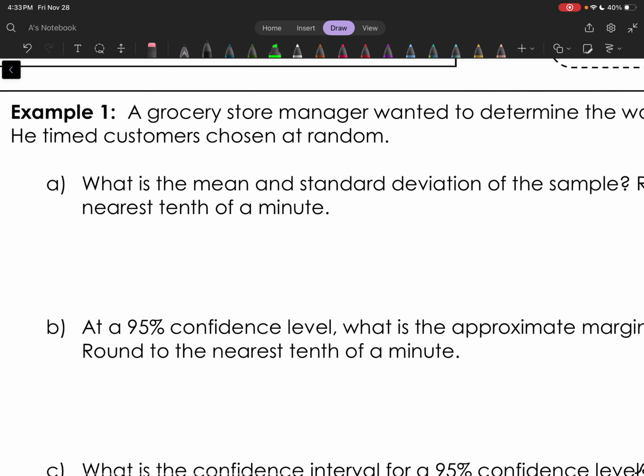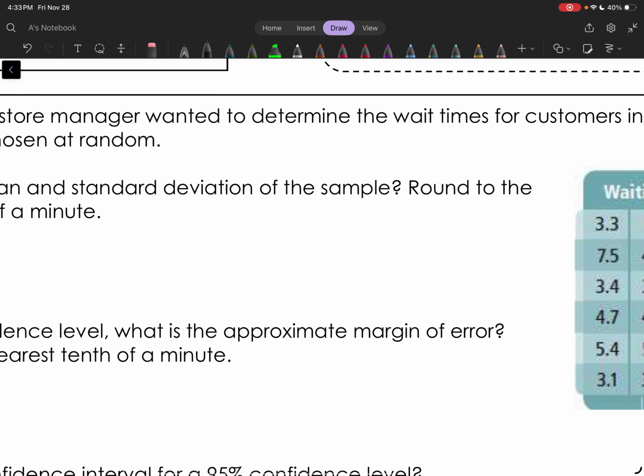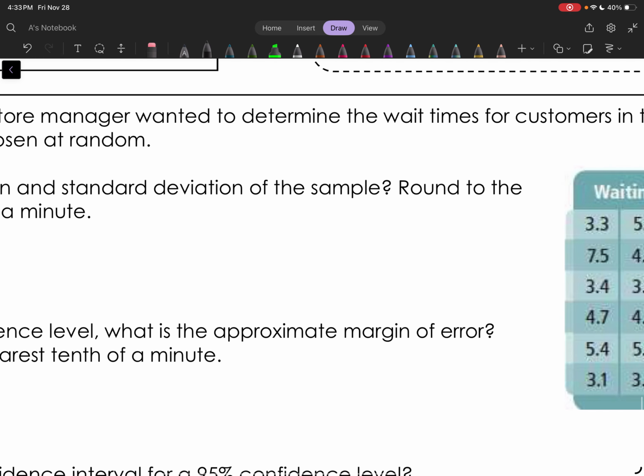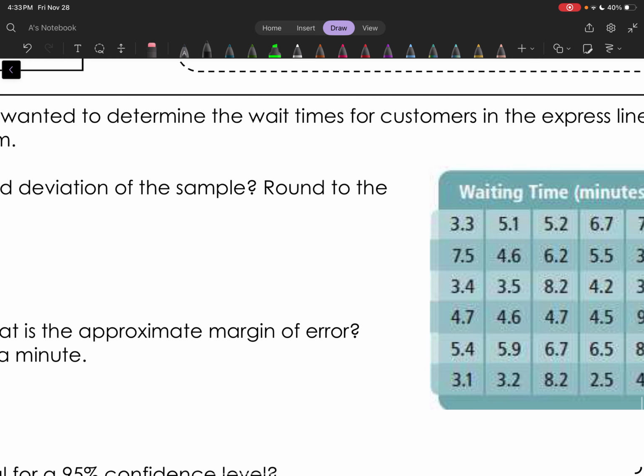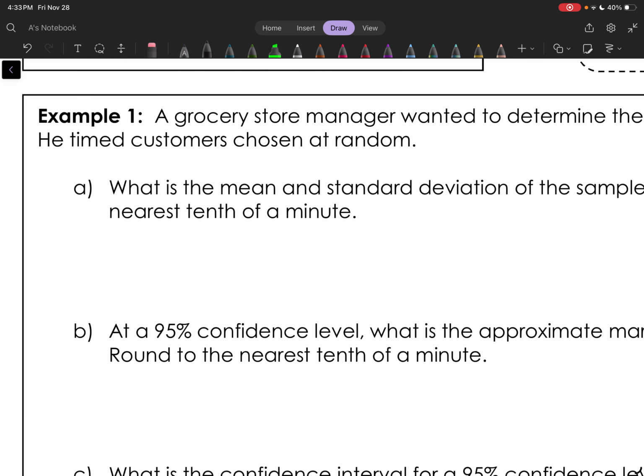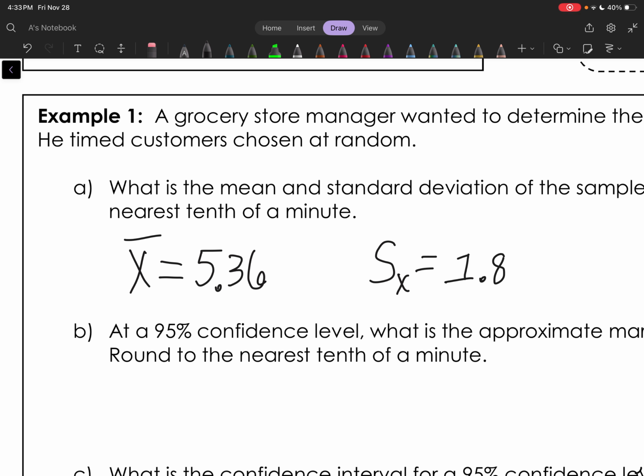Alright, what is the mean and standard deviation of the sample? Round to the nearest tenth of a minute. You should be able to find mean and standard deviation at this point, so I'm going to show you what they are. My mean value is 5.36, and my standard deviation value is 1.83. Both of these are rounded.